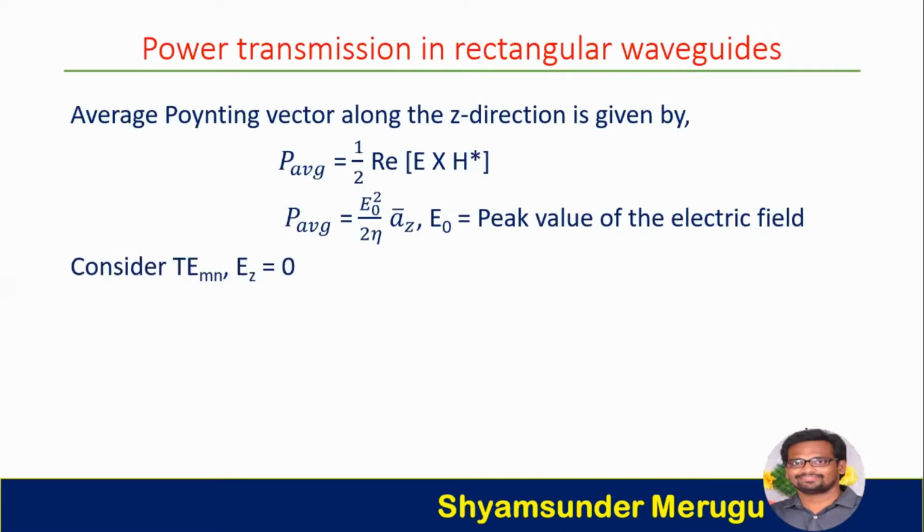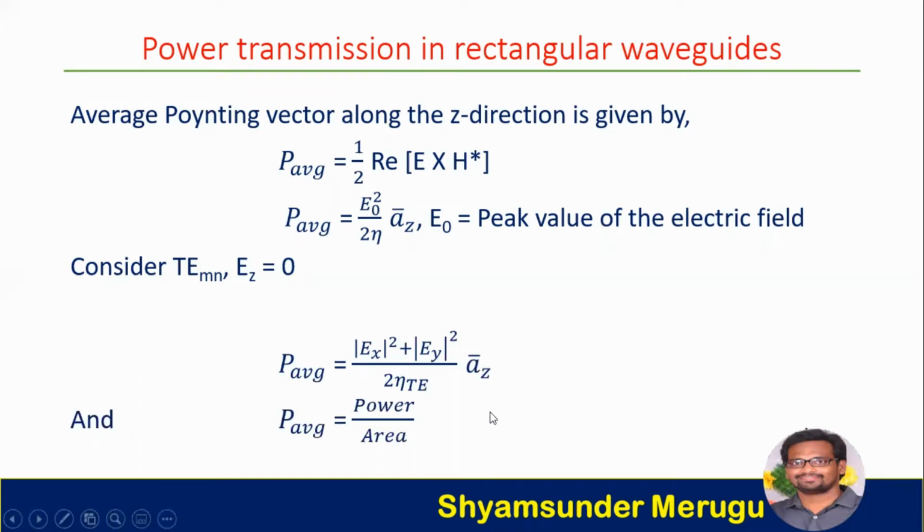Considering the transverse electric field, the wave is propagating along the z direction. So in the direction of propagation, the field component becomes 0. So here Ez is taken as 0. So the average power is equal to Ex square plus Ey square over 2 eta TE Az bar. Here E naught square is the summation of the electric field components along the x-axis and y-axis, and eta is replaced with eta TE.